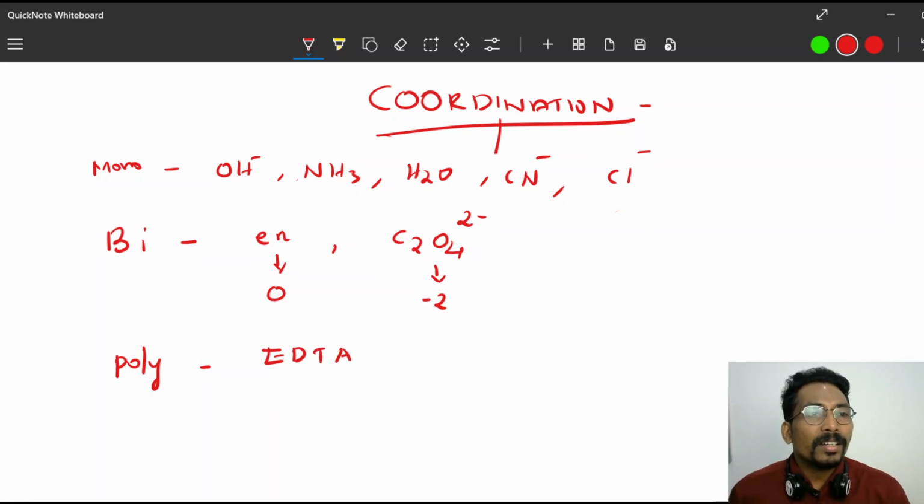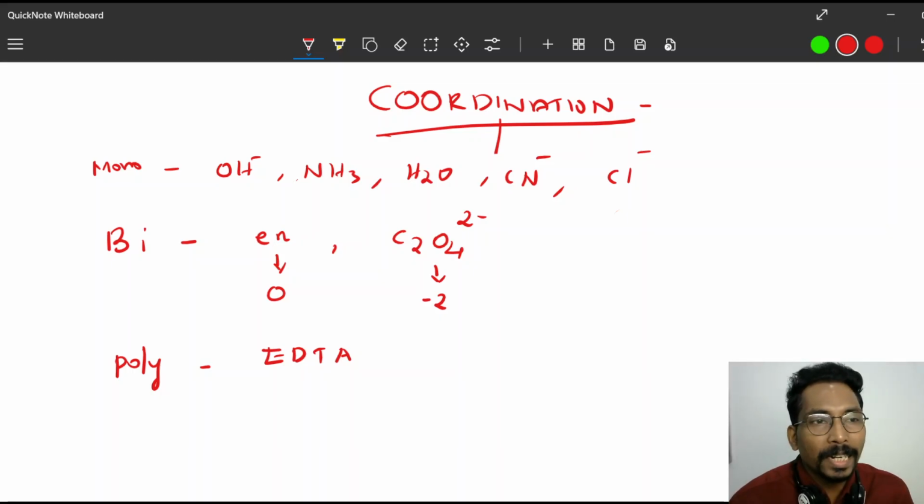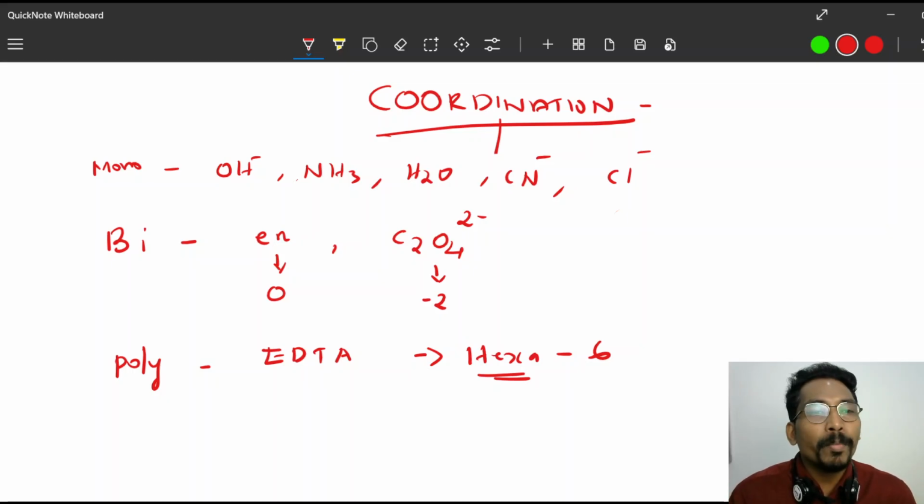EDTA. I hope all of you have heard about EDTA. It is a very important compound. EDTA is ethylene diamine tetraacetate, a polydentate ligand. Exactly, it is a hexadentate ligand. What do you mean by hexadentate? Hexadentate means 6. That means it can make 6 coordinate bonds at a time.